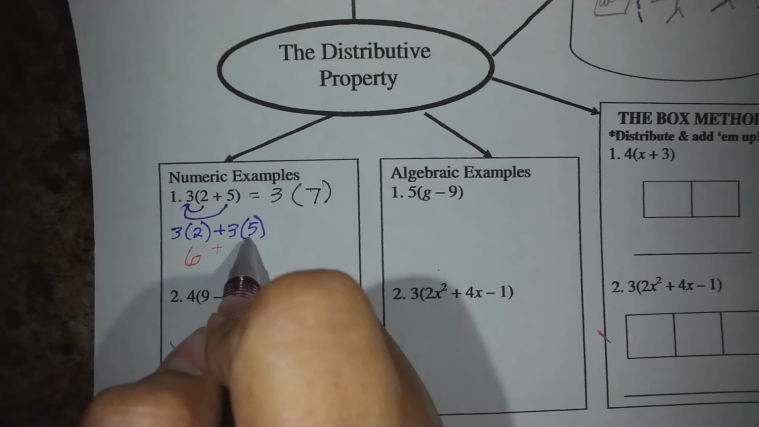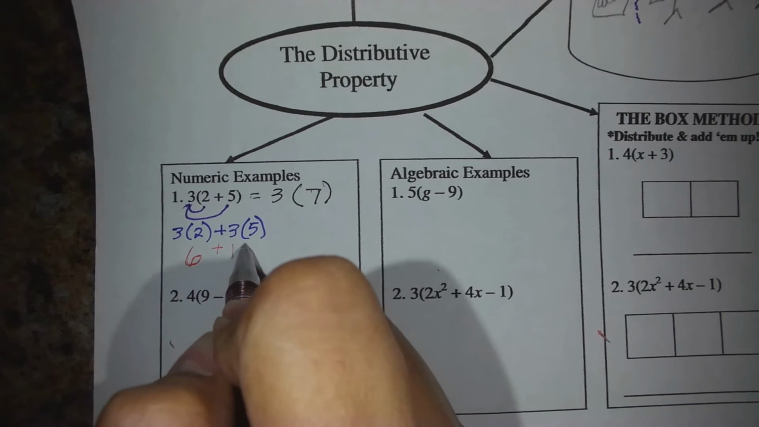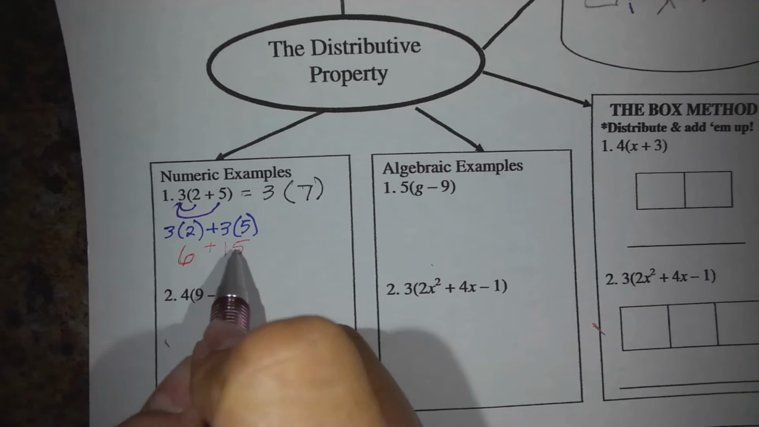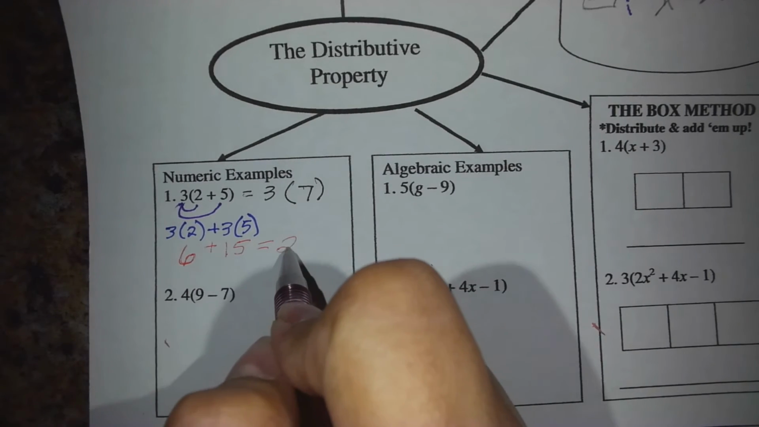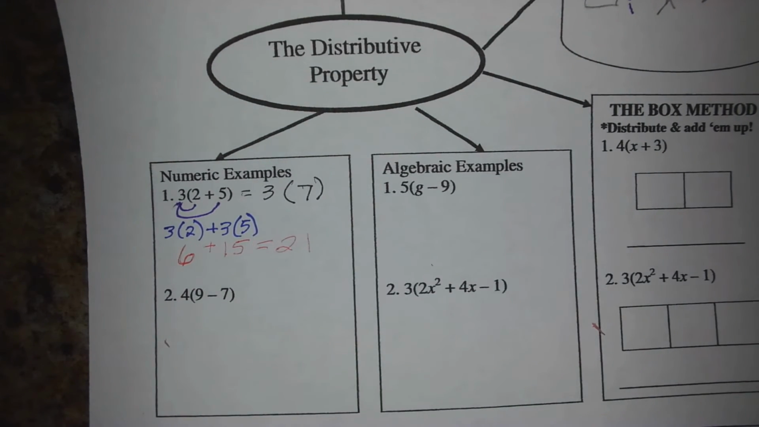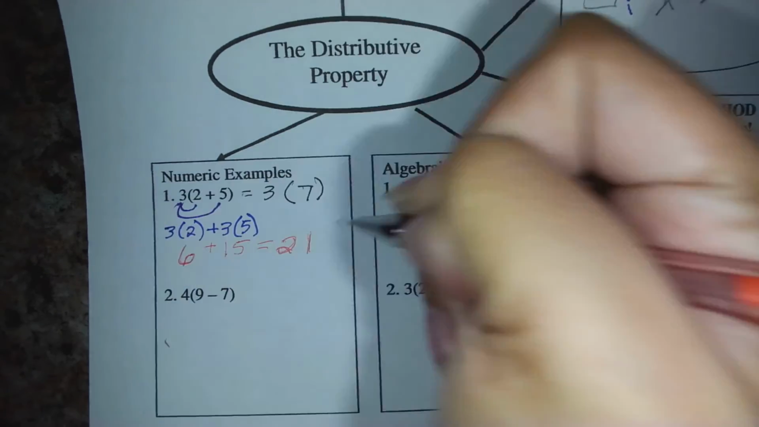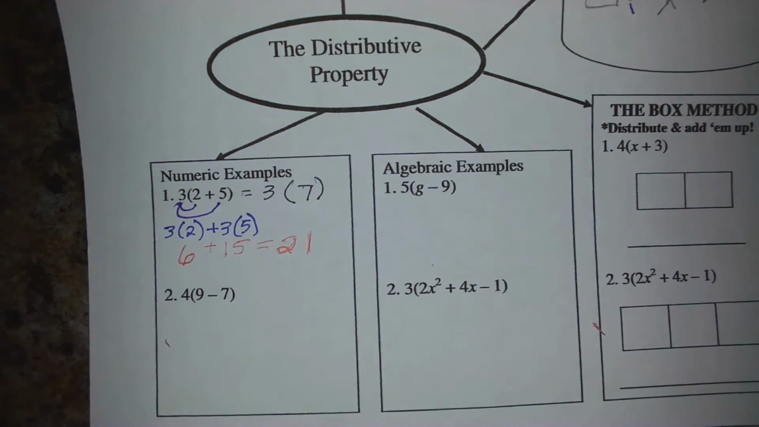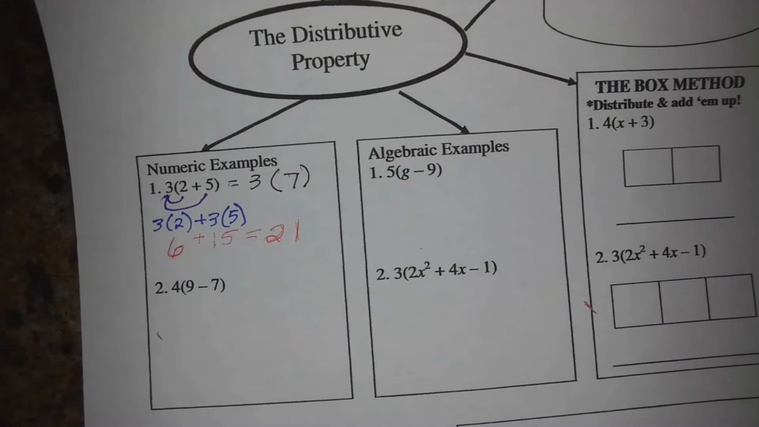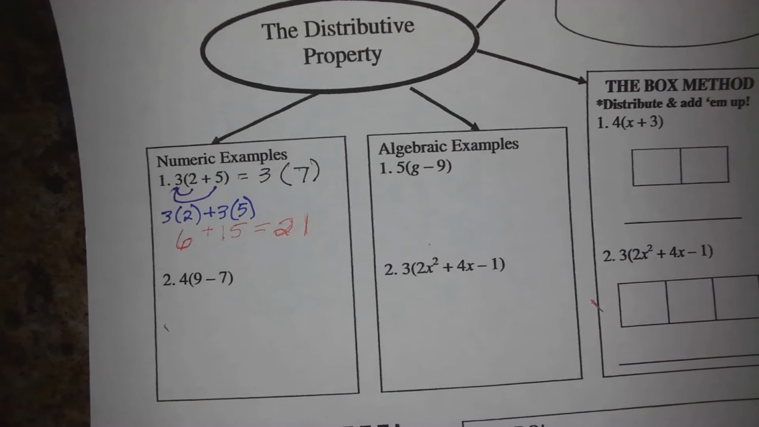And then 3 times 5 is 15. And if you add 6 plus 15, you should get 21. Yep, that's right. You should get 21 anyways. And that makes sense with what we already knew. Well, some of us already knew. Moving on to the next one.